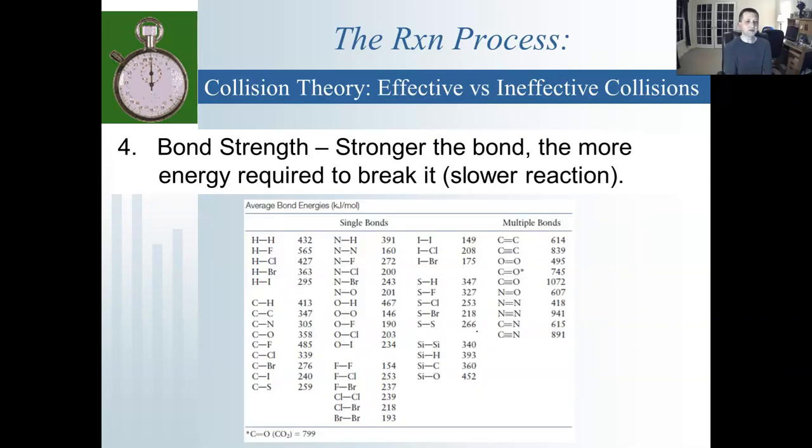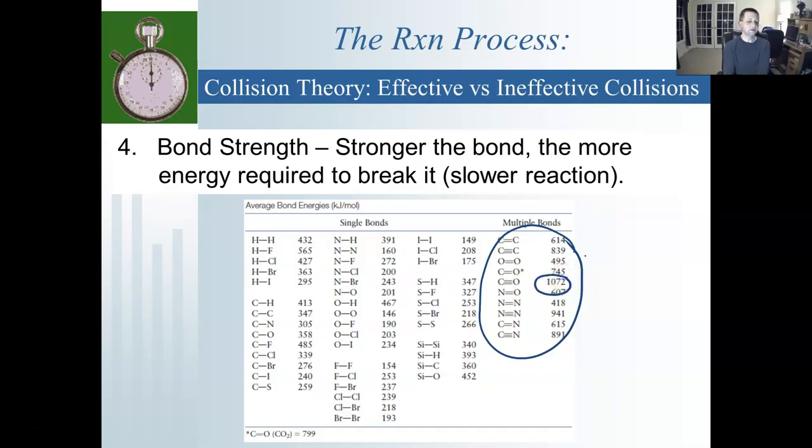It goes back to a couple lessons from some previous units here on bond strength. The stronger the bond, the more energy is required to break it, and therefore the slower the reaction is going to be. You can see over here we have a lot of double and triple bonds. We have a high bond energy there. Look at the carbon-oxygen triple bond here.